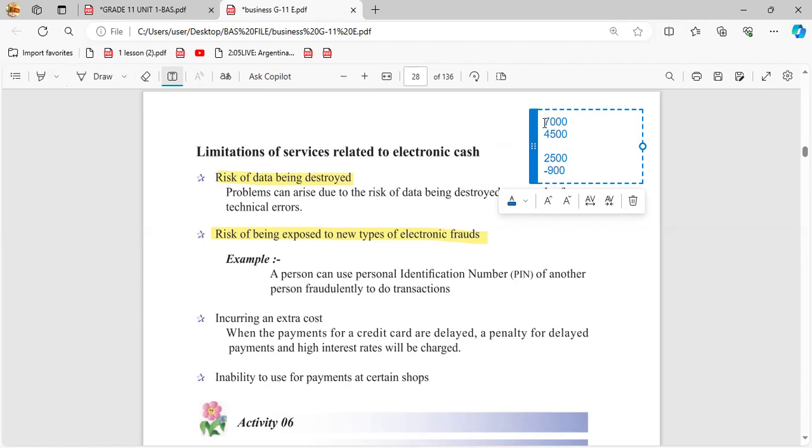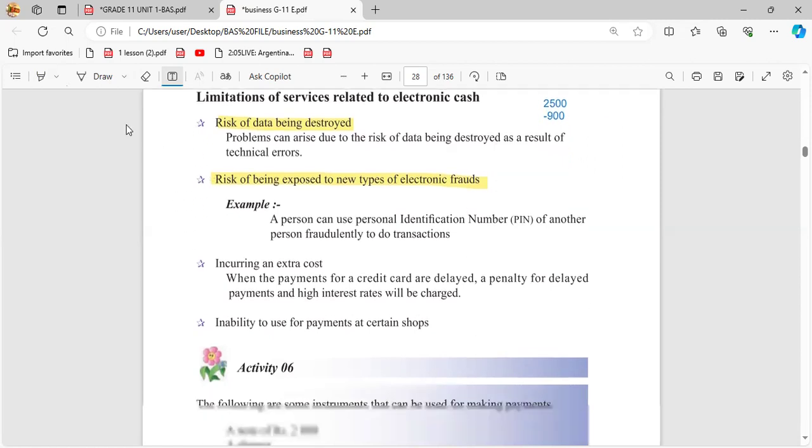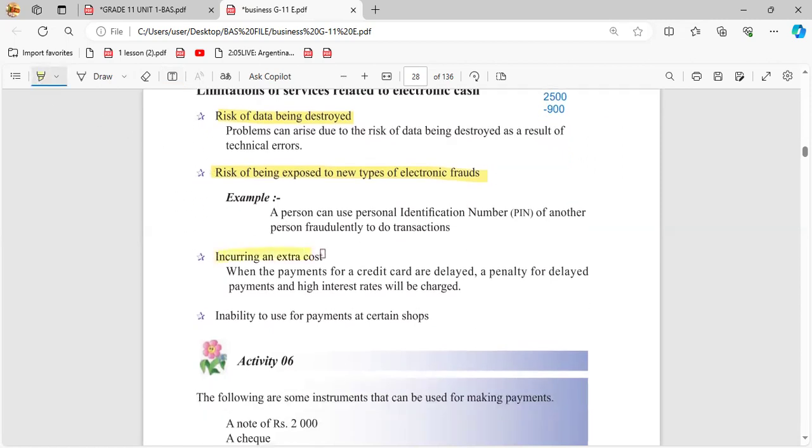Even today, if I'm ordering from sites like that, I choose the cash on delivery option, COD. Because sometimes with electronic payments there can be electronic frauds. Am I clear? Another person can get your PIN number and do the transaction. Did you all understand? There can be frauds, incurring an extra cost. That is what I told you.